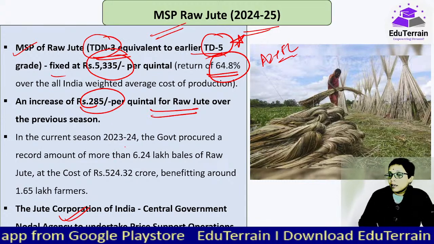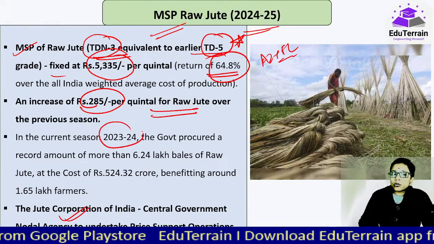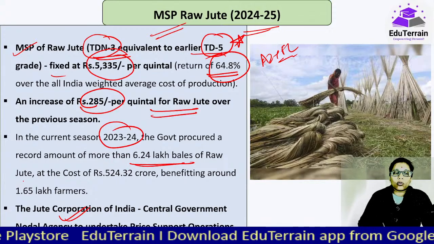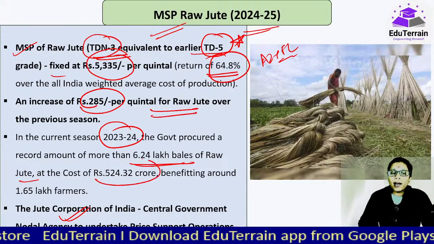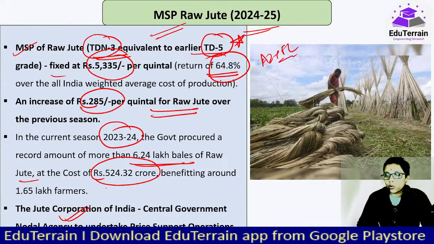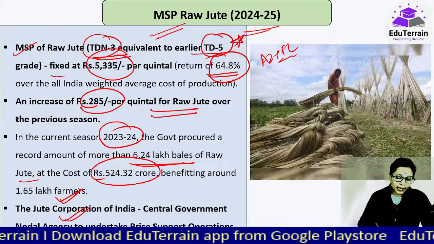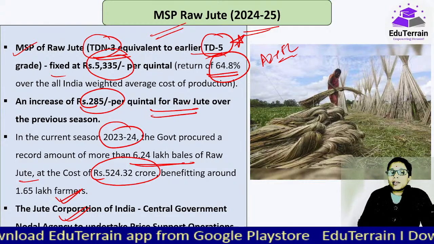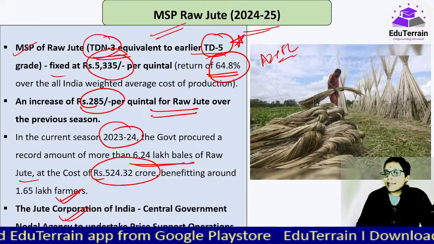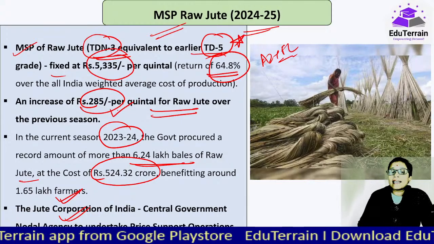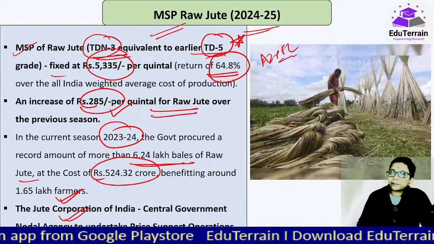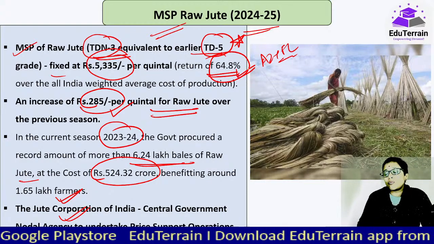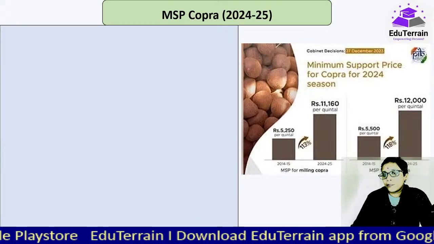So it seems that the government has procured for this 2023-24 season 6.24 lakh bales of raw jute at the cost of 524.32 crores, benefiting around 1.65 lakh farmers. You have to remember the most important points. What is the MSP of raw jute? How much is the increase over the previous year? That is very important. And how much is the cost of production they have attributed.